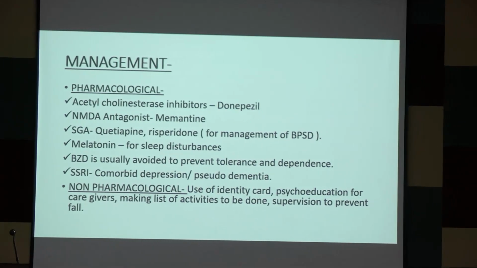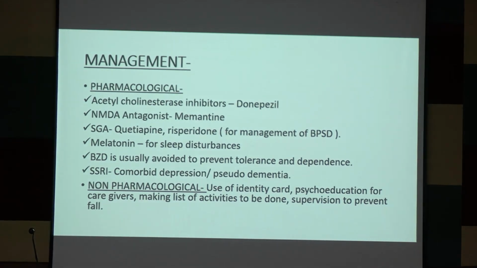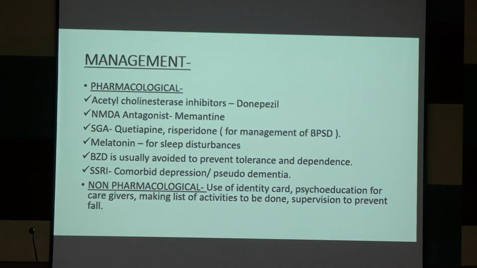So that the disease does not progress further. Certain drugs like acetylcholinesterase inhibitor, donepezil, you have heard of donepezil, NMDA antagonist, memantine, second generation antipsychotics like quetiapine, risperidone to manage agitation or sleep disturbance. Okay, melatonin is a good option for sleep disturbance. Benzodiazepine is usually avoided to prevent tolerance and dependence, and benzodiazepine also leads to cognitive impairment.